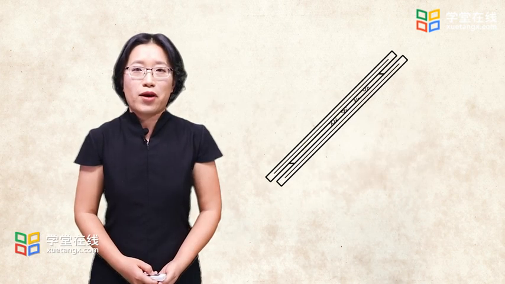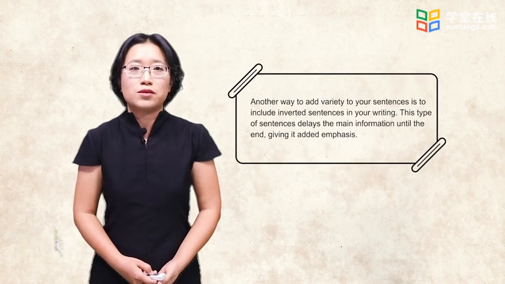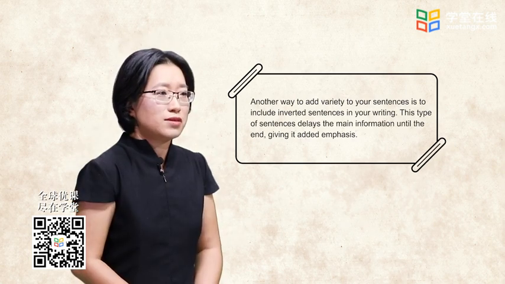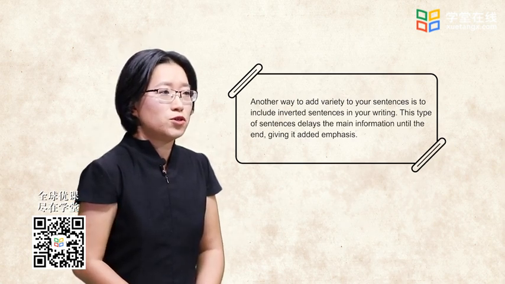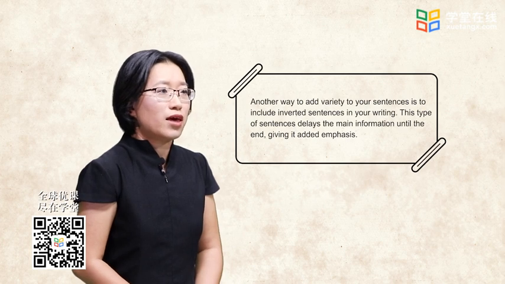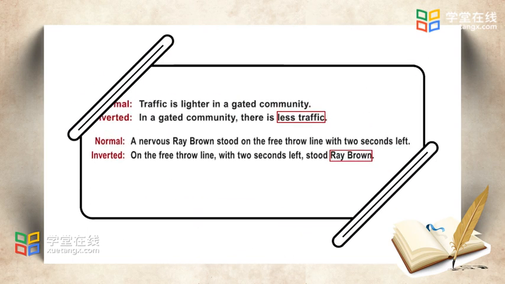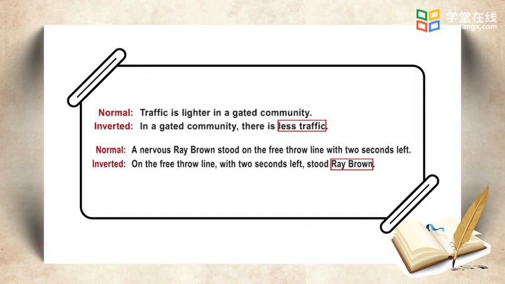Another way to add variety to your sentences is to include inverted sentences in your writing. This type of sentences delays the main information until the end, giving it added emphasis. In the first pair of examples, the second sentence ends with the subject to give added emphasis to the main point, less traffic. In the second pair of examples, the second sentence gives emphasis to the subject, Ray Brown.